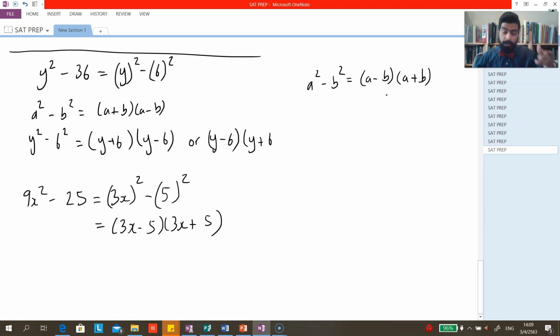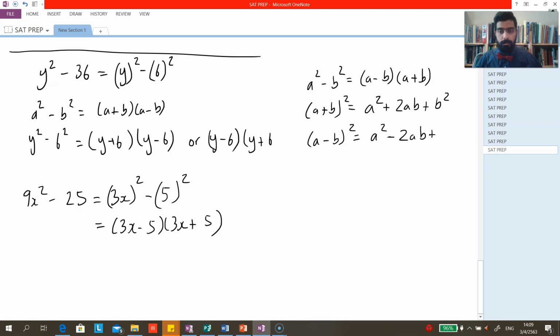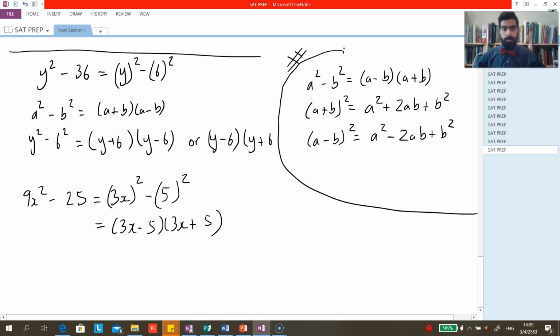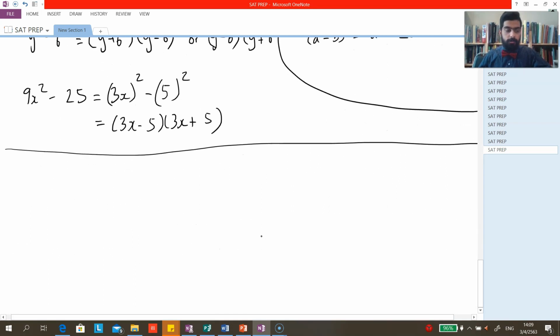And there are also some other identities which you'll be using, such as a plus b whole square, which is equal to a square plus 2ab plus b square. And also one more would be a minus b whole square, which is a square minus 2ab plus b square. So these are some of the algebraic identities that you'll be seeing. Maybe I'll put this right here. There we go. Now let us solve. Let's say I use some of the above mentioned algebraic identities, and let's solve some questions.